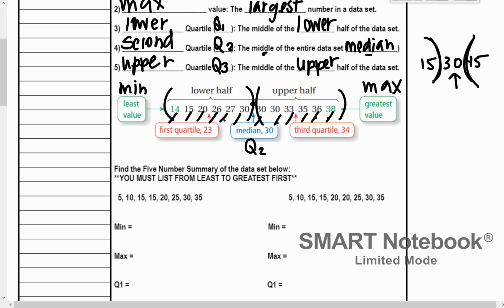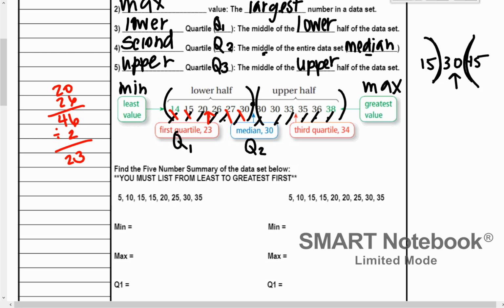All right, then we would cross off and find the middle of the lower half. 1, 1, 2, 2. We're going to be left with 2 numbers in the middle, so we add up 20 plus 26 to get 46. Divide that by 2 to get 23, which is our Q1.